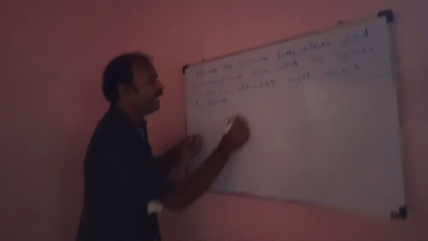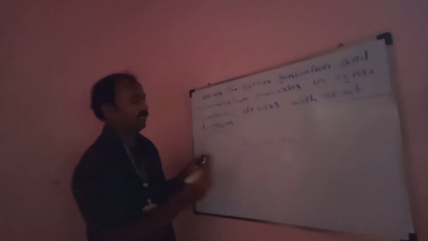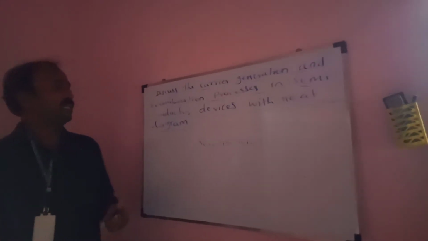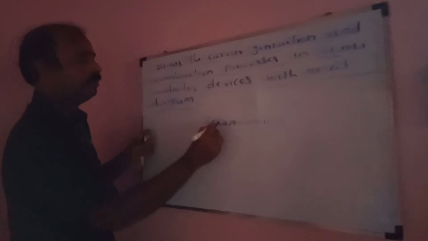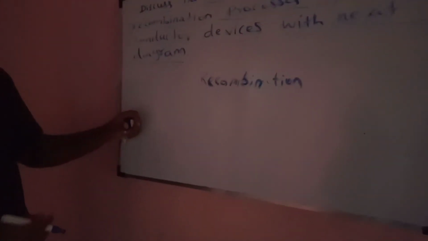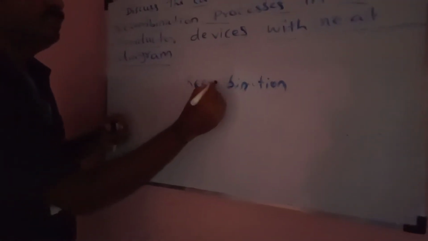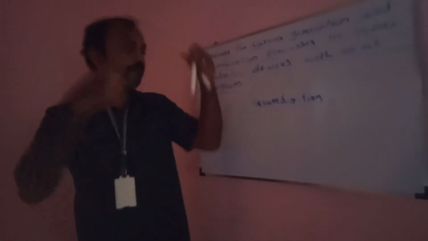Then the next part is recombination. Already we discussed ionization, that means carrier generation. Now we see recombination. Recombination is the reverse process of carrier generation. In carrier generation, the electron and positive charge holes are generated, but here the positive charge holes and electrons are recombined.